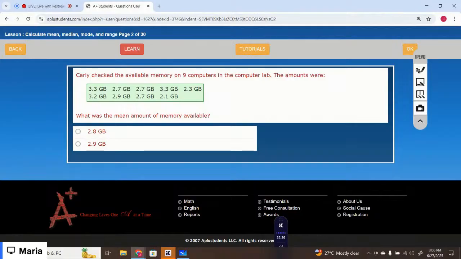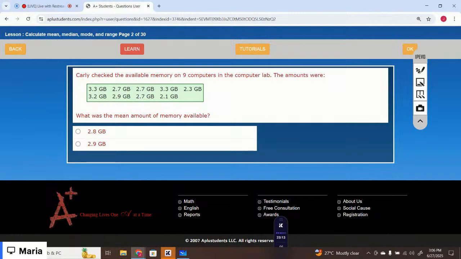I will check the available number of computers in the computer lab. What was the mean amount of computers available? You need to calculate the mean value. For the mean value, you need to add them. So that is 3.3 plus 3.7 plus 2.7 plus 3.3 plus 2.3 plus 3.3 plus 2.9 plus 2.7 plus 3. Sum all of the values.